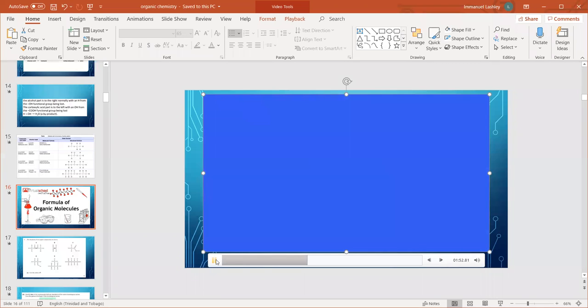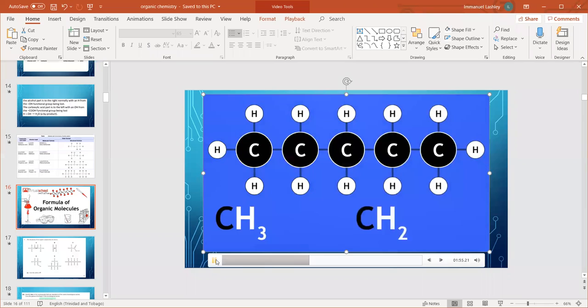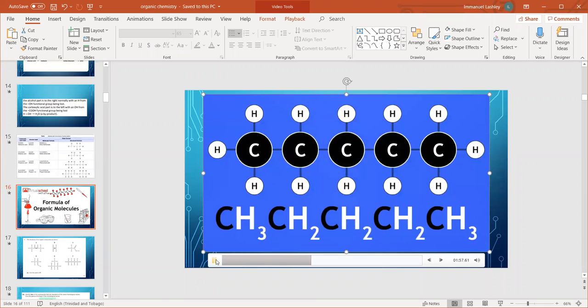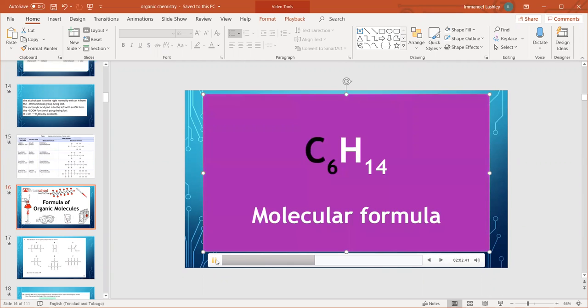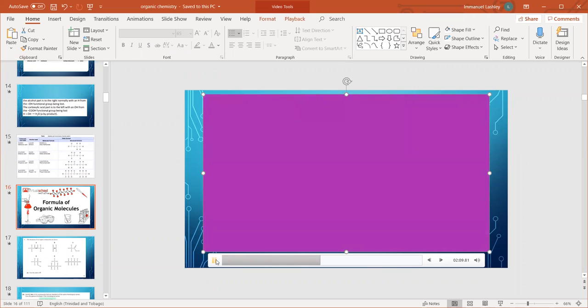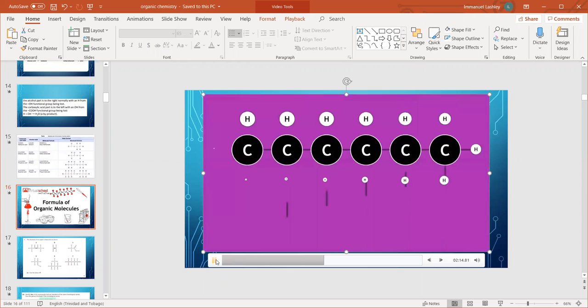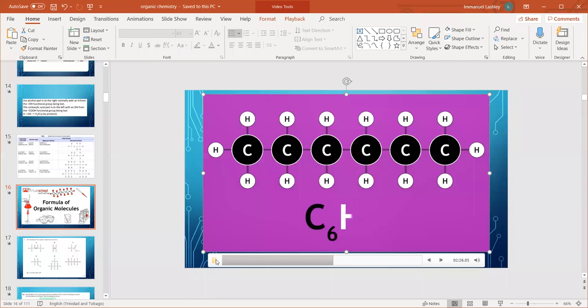Here is the displayed formula of pentane, and here is its structural formula. Molecular formula is another type used and shows us only the number of each type of atom in the compound. To work out the molecular formula, you simply add up each type of atom. For example, here is the displayed formula of hexane. As you can see, it has 6 carbon atoms and 14 hydrogen atoms. The molecular formula of hexane is therefore C6H14.